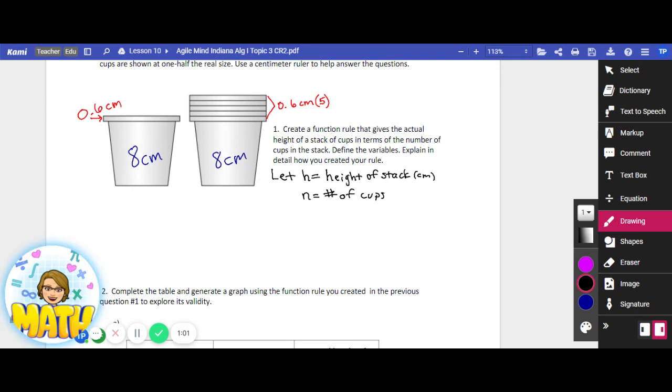Well, I've got a couple variables already written for us. H is going to represent the height of our stack. It'll be measured in centimeters. And N will represent the number of cups in the situation. So one thing that we know is that the height of our stack, our H, is always going to equal one base. I'm just going to write it out in words right now. One base plus one rim for every cup.